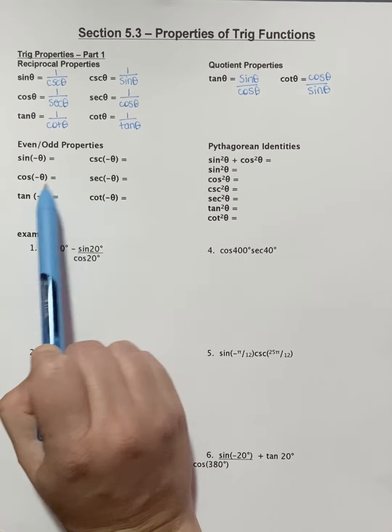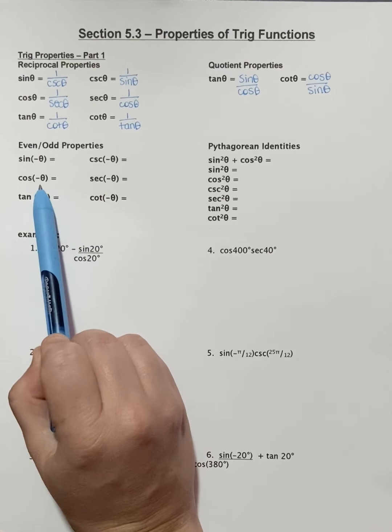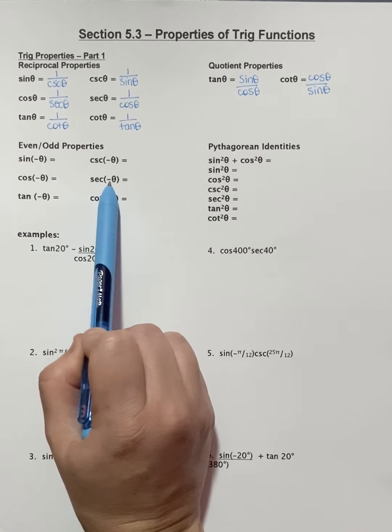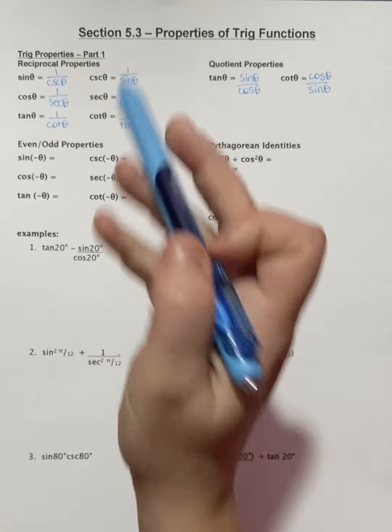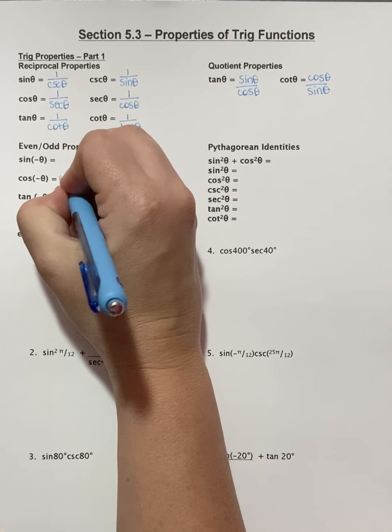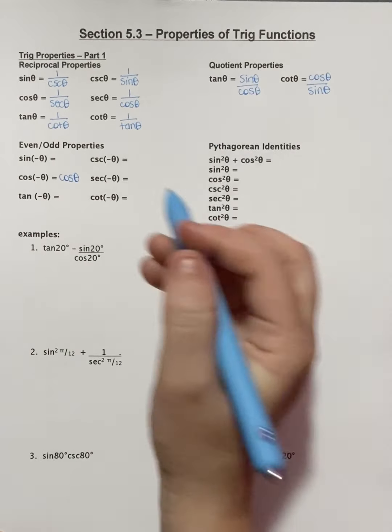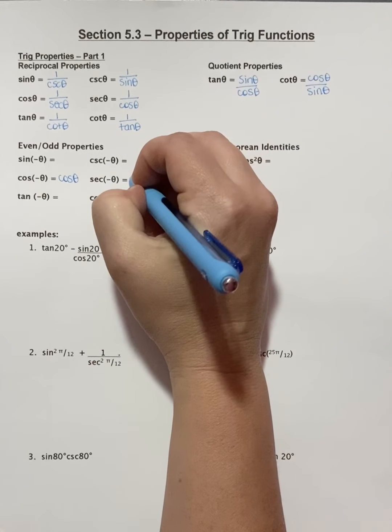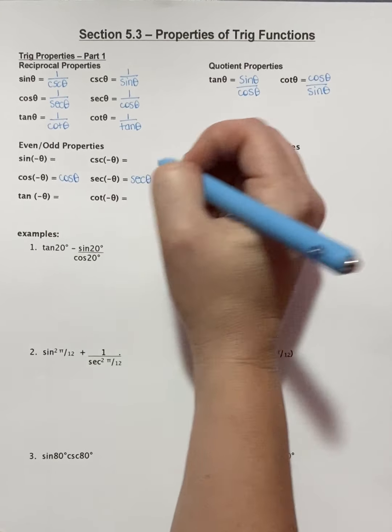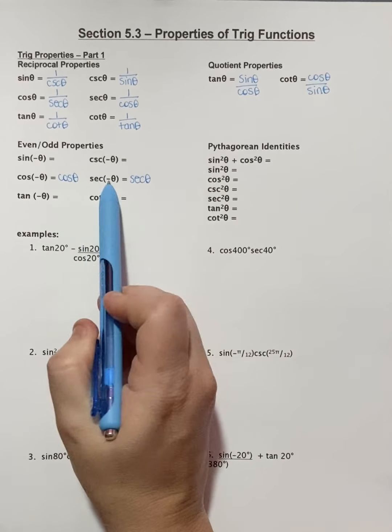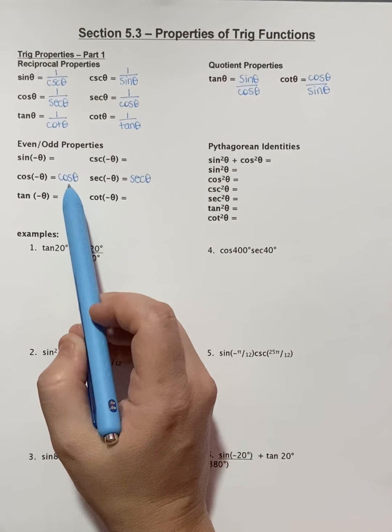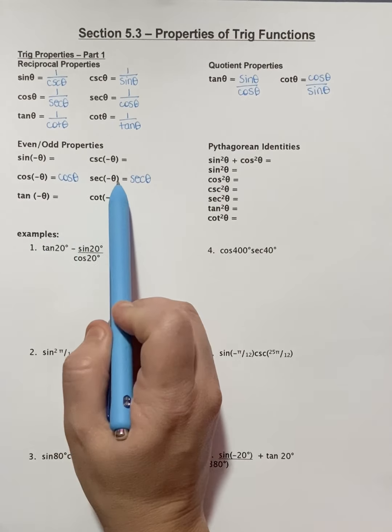And what an even function does to a trig function is it basically replaces this negative sign with the positive sign. So cosine of negative theta is the same thing as just cosine theta. Secant of negative theta is the same thing as just secant of positive theta. Notice these 2 right here, even functions. So when I do the even odd property, the negative sign just goes away.